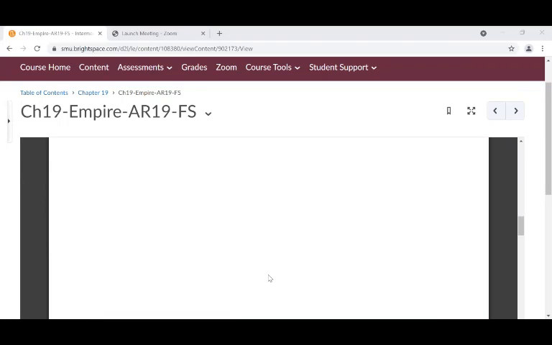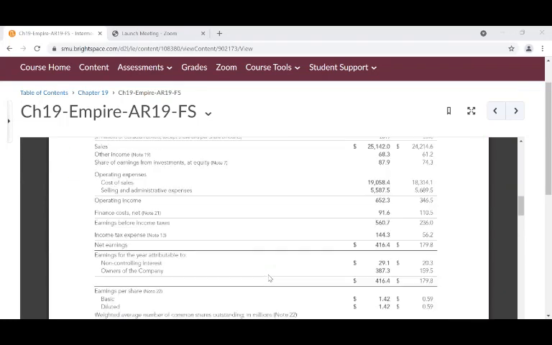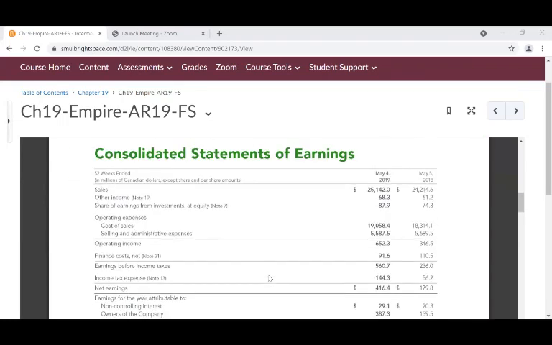And let me see. I'm pretty sure there is no pension expense in here. Doesn't mean there's no pension expense. Pension expense is operating expense. It will be included in this selling and administrative expense. Okay, it will be included in there.